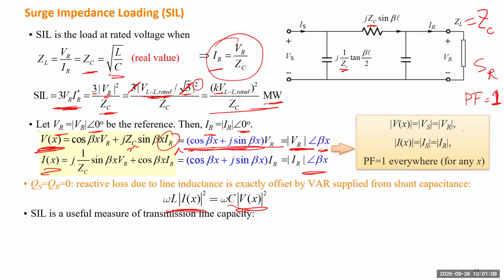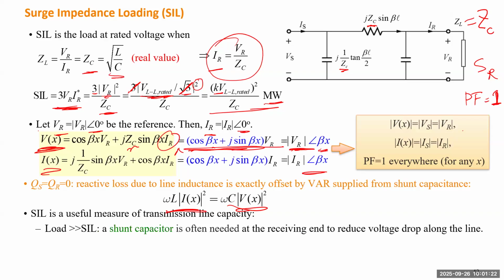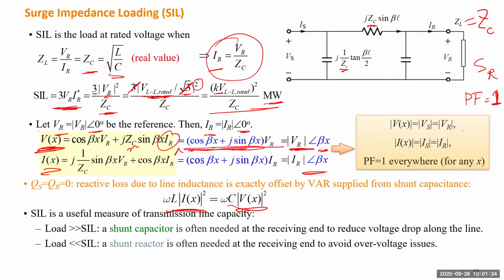So which means the surge impedance load is a very useful measure, even though it will never happen. A zero chance to happen, but it can be utilized as a measure of whether you need the line to have an actual reactive source or actual reactive load. Okay, so if actual load is much higher than surge impedance load, you need to add a shunt capacitor to provide reactive power. If your load is much less than surge impedance load, you need to add a shunt reactor to consume the reactive power. Otherwise, there will be an overvoltage issue.